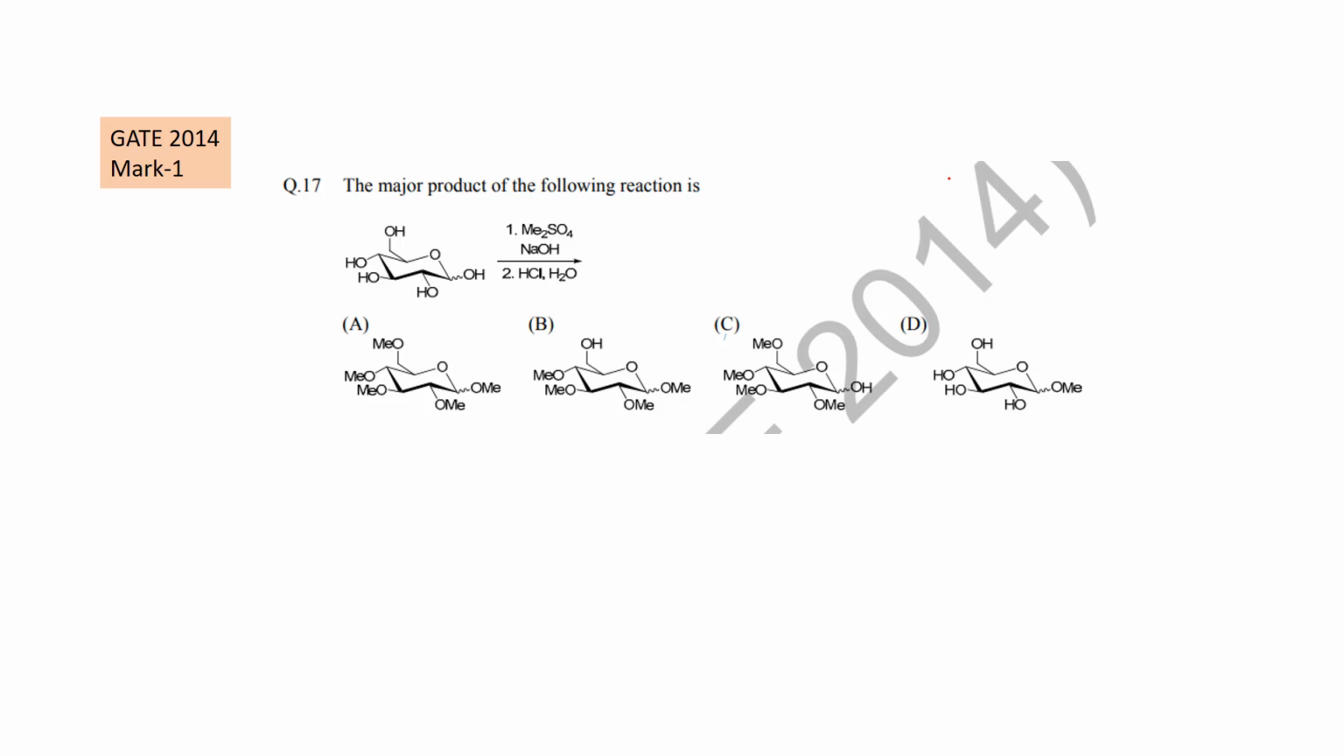So dimethyl sulfate is a strong methylating agent. It will methylate all the hydroxy groups. In presence of Me2SO4, all the OH will be methylated.